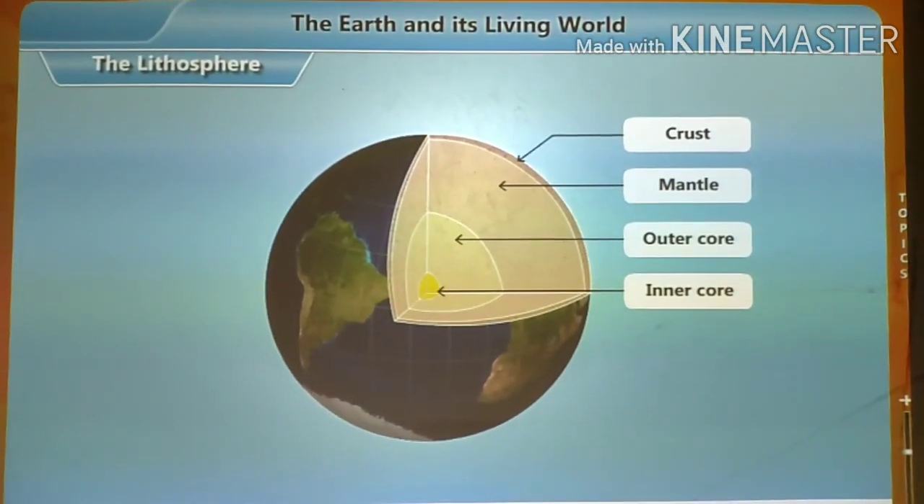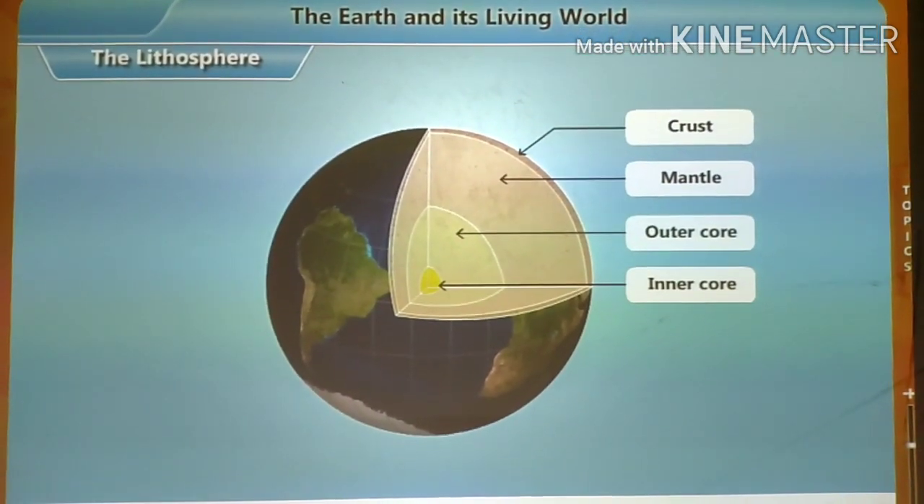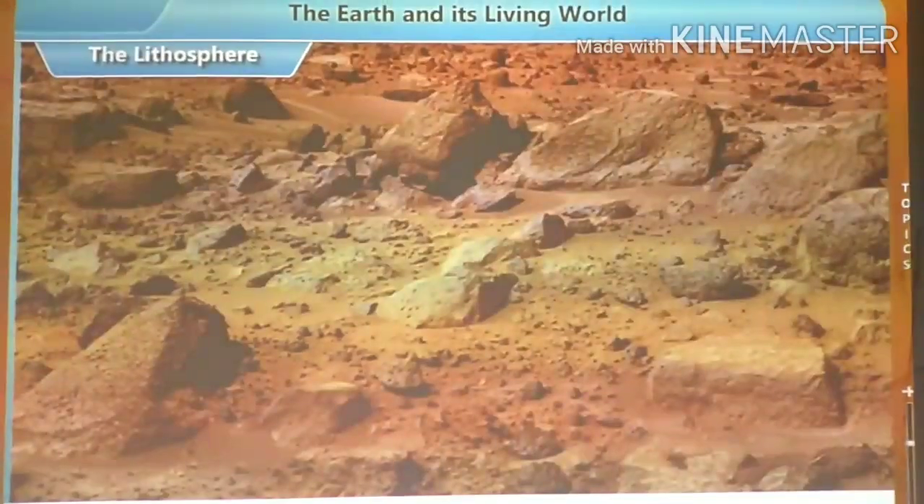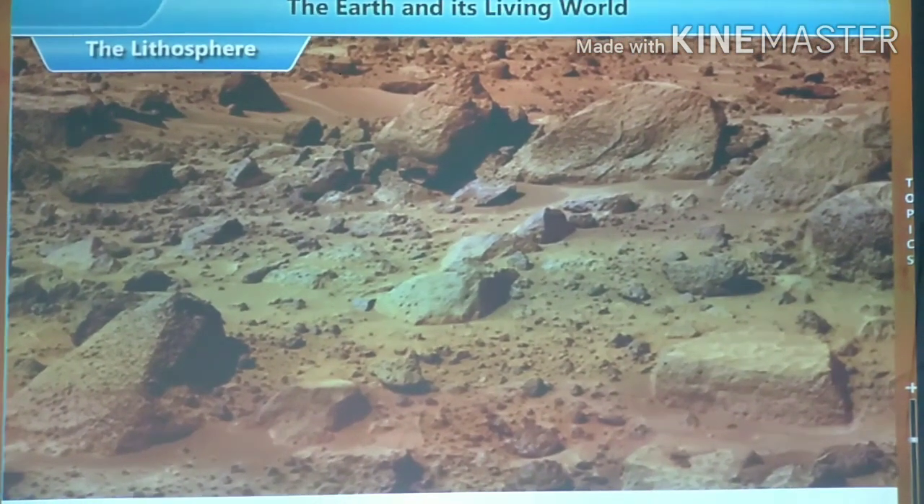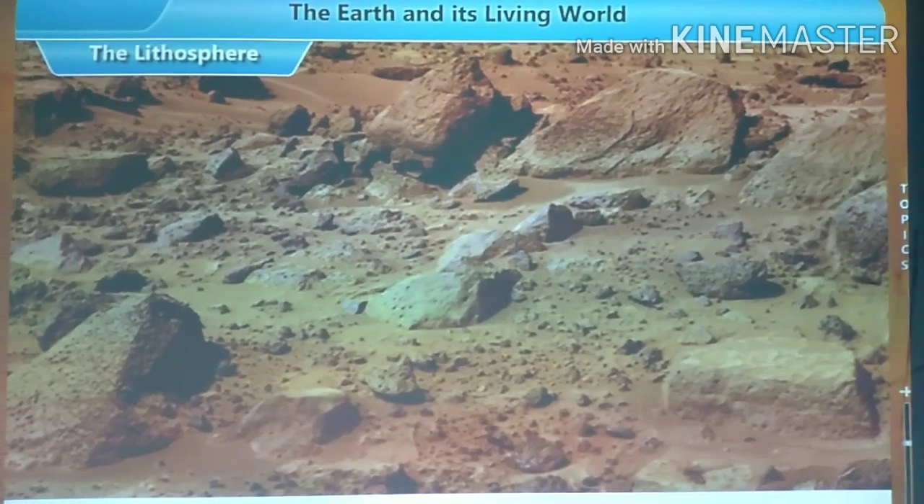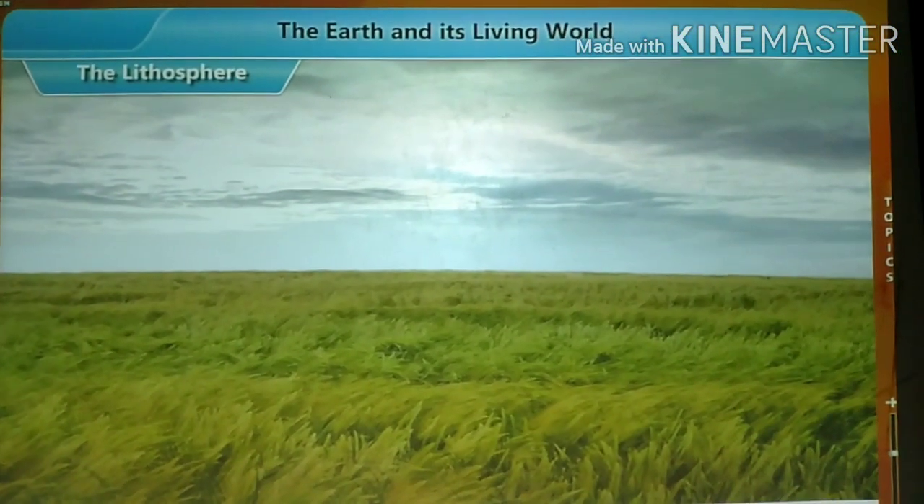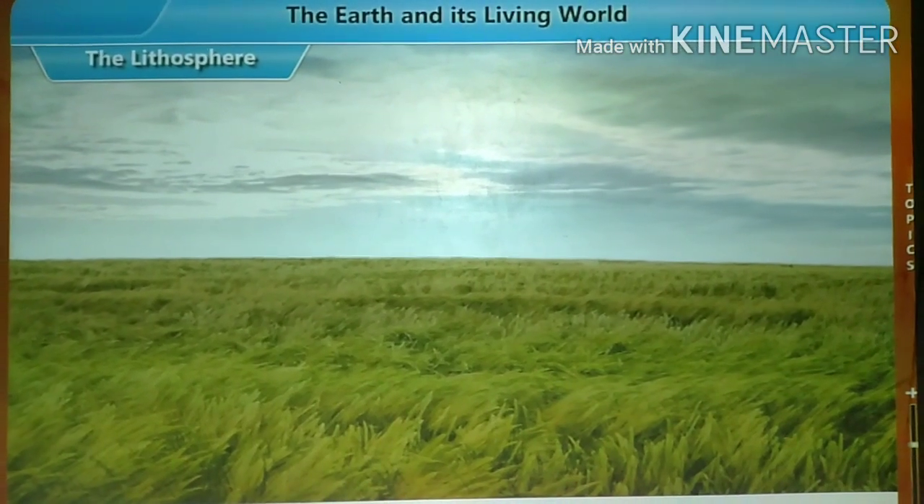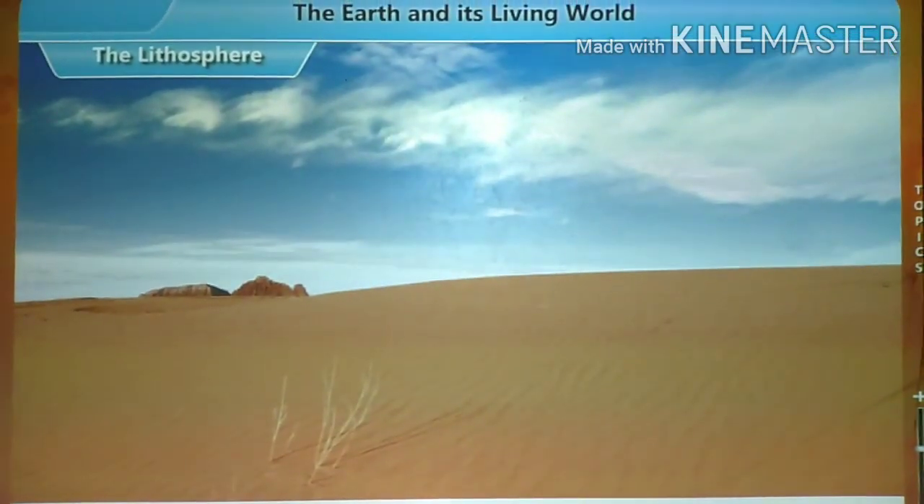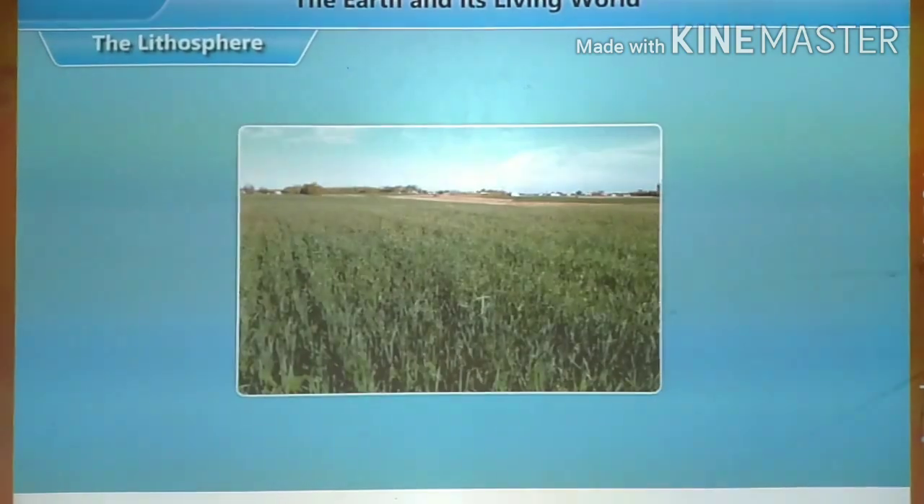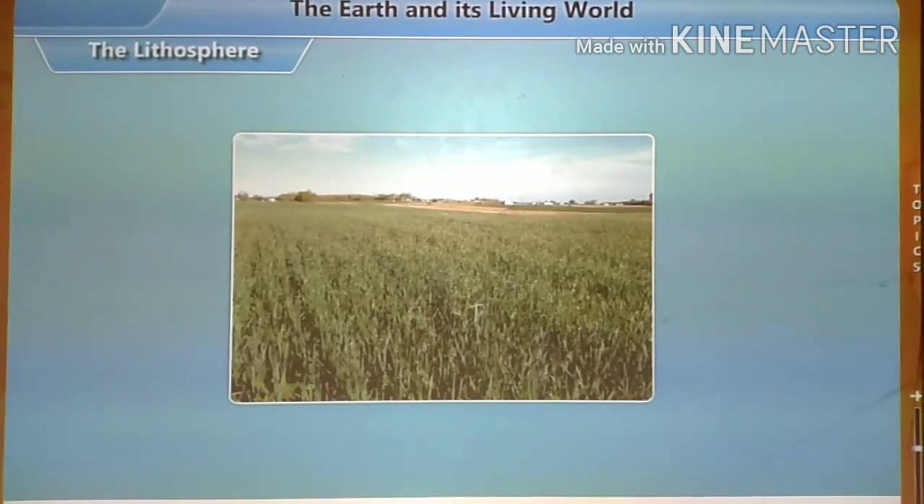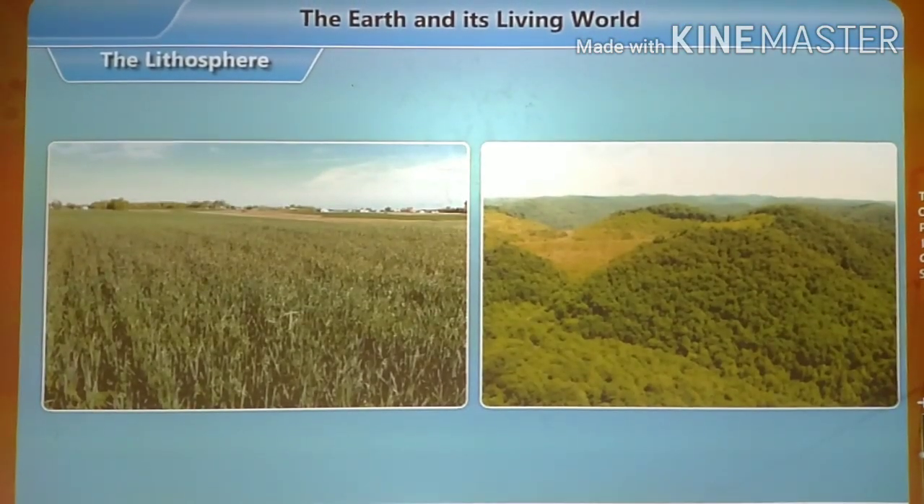The Earth's crust is hard. It is mainly made of rock. When we travel in hilly regions, we see layers of soil and rock along road cuts. We see grassy expanses of land in some places and only sand in others. The land is covered with crops in some places, with forests in others.